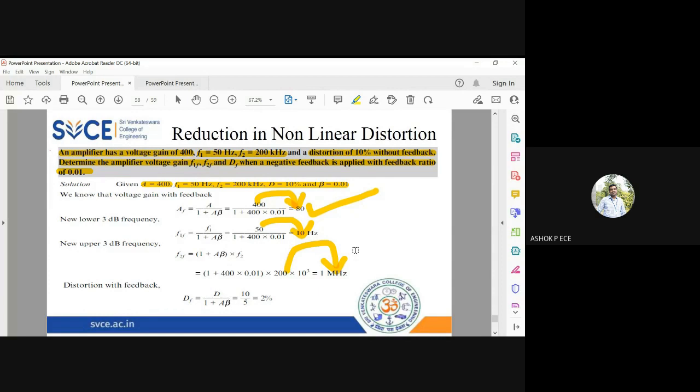When you're applying negative feedback, the gain will reduce. See, these are the places where you can cross-check your answer. Gain will reduce. Lower cutoff frequency will reduce. Upper cutoff frequency will increase. Distortion will reduce. Initially distortion was 10%, and now after applying the feedback, it has come to 2%. So distortion is reduced from 10% to 2%. These are the benefits of applying negative feedback.